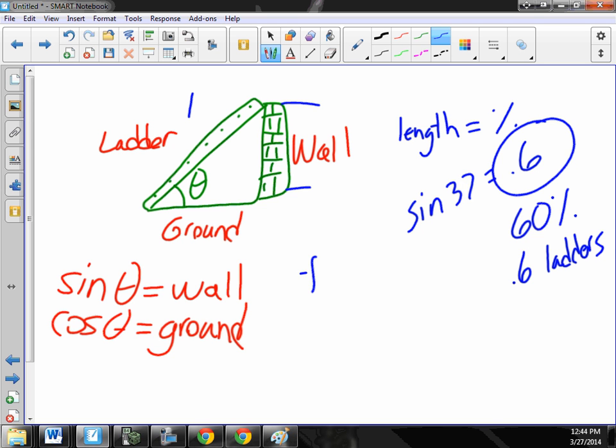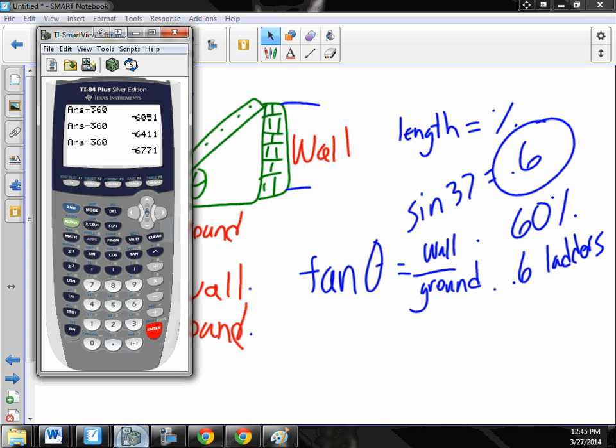What about tangent? Tangent is wall over ground. Does it matter what the ladder is? No. But you do notice that wall over ground is the same as sine over cosine. And actually, the tangent is always sine over cosine, no matter what the length of the ladder is. For example, we did the tangent of 35 degrees, and I did the sine of 35, and then I divided it by the cosine of 35, I'm going to get that same 70%.